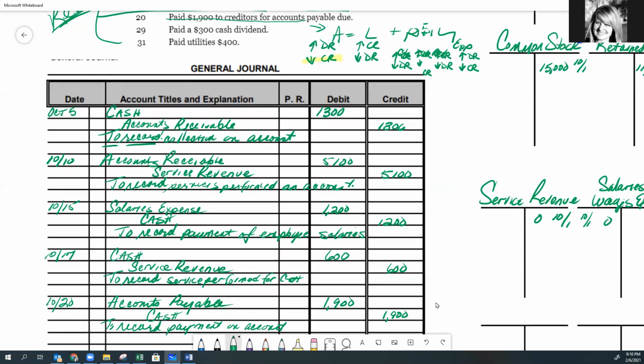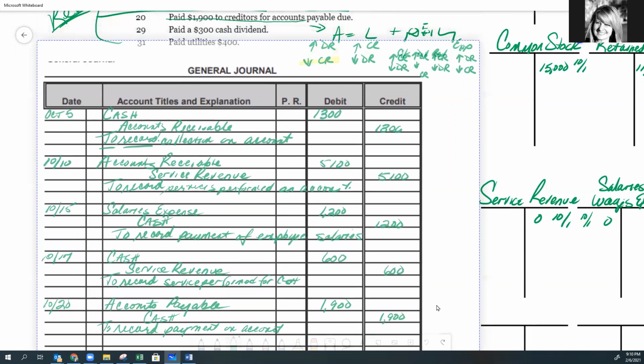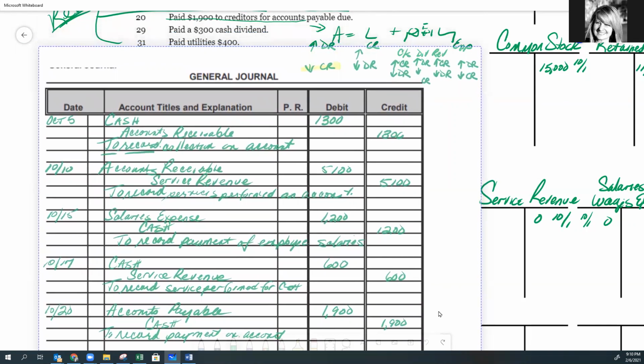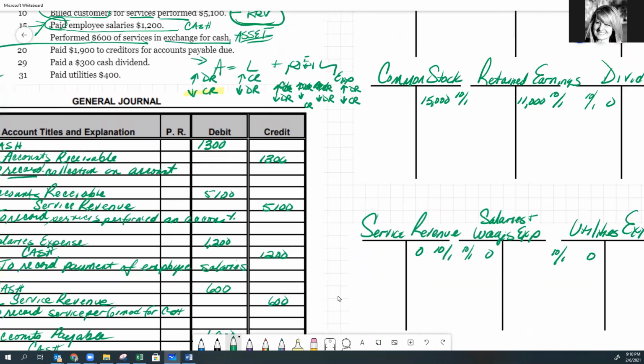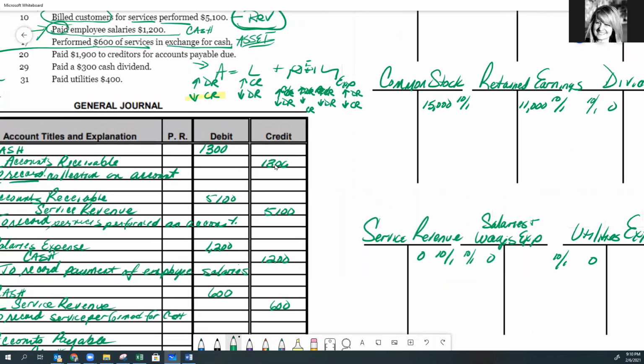Okay, on 10/29, we paid a $300 cash dividend. So, let's see here. That moved. I didn't want to do that. Let's see if it'll move it back. It didn't. So these things look a little off. Let's see. Okay, there we go. That looks right.